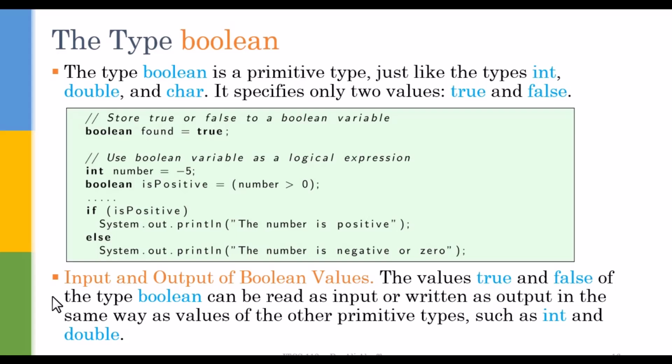If you want to read input and output, and this is very rare, it happens. Nobody reads the true and false data types. But if you want to read Boolean data types, then there is nextBoolean. So the values true and false of the type boolean can be read as input.